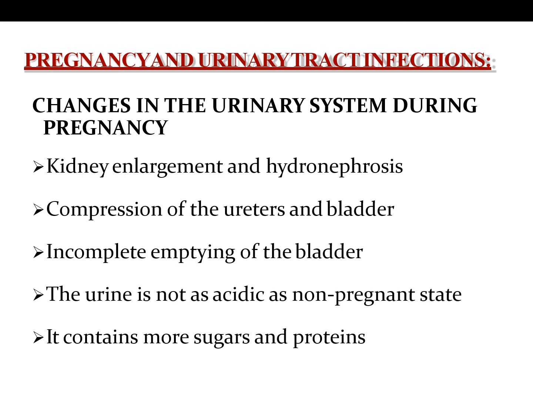Changes in the urinary tract system that happen physiologically during pregnancy: kidney enlargement and hydronephrosis, compression of the ureters and bladder, and incomplete emptying. Urine is not as acidic as in the non-pregnant state. It contains more sugars and proteins.